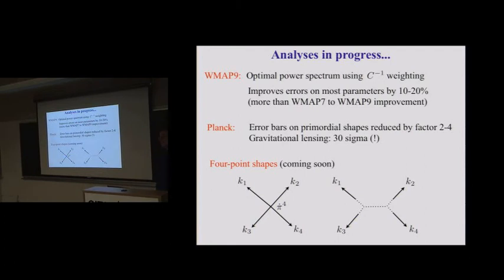Can you comment a little bit more about where the statistical improvements in Planck are coming from? More pixels? Yeah. So Planck just adds smaller angular scales. The level of improvement depends on the shape. For example, gravitational lensing improves by a factor of 10, whereas the primordial shapes improve by a factor of, say, 3. That's because gravitational lensing is just more weighted to orthogonal.